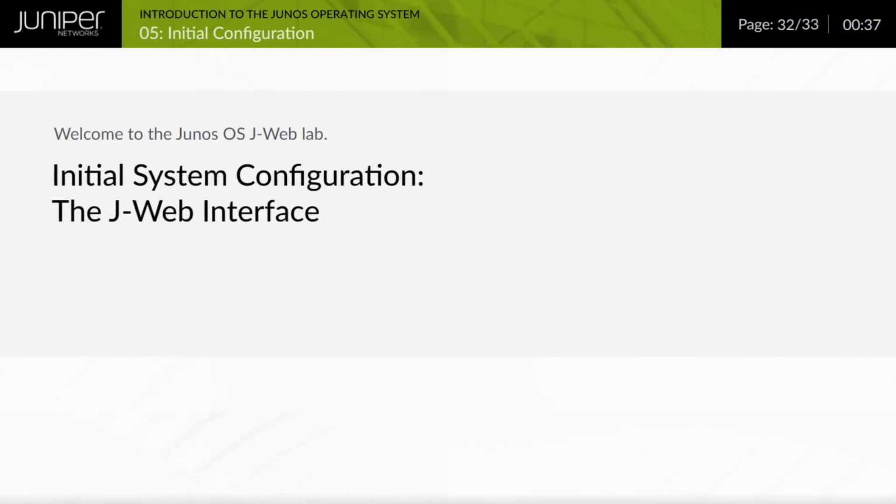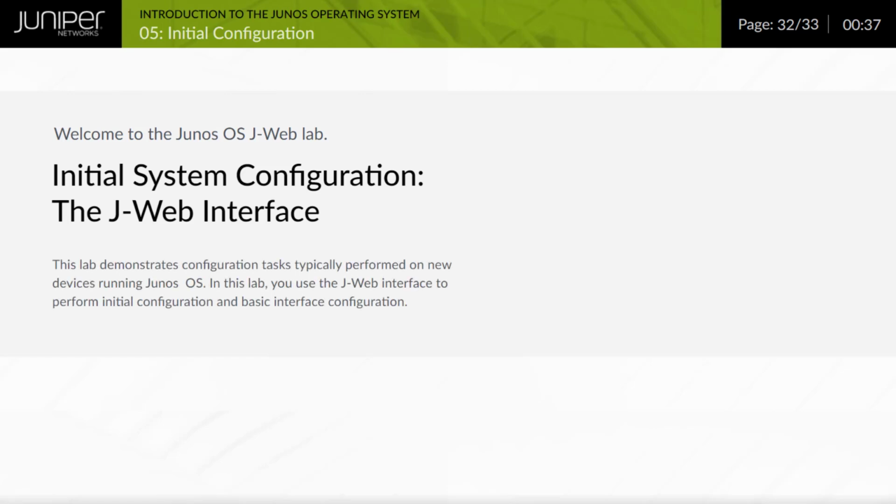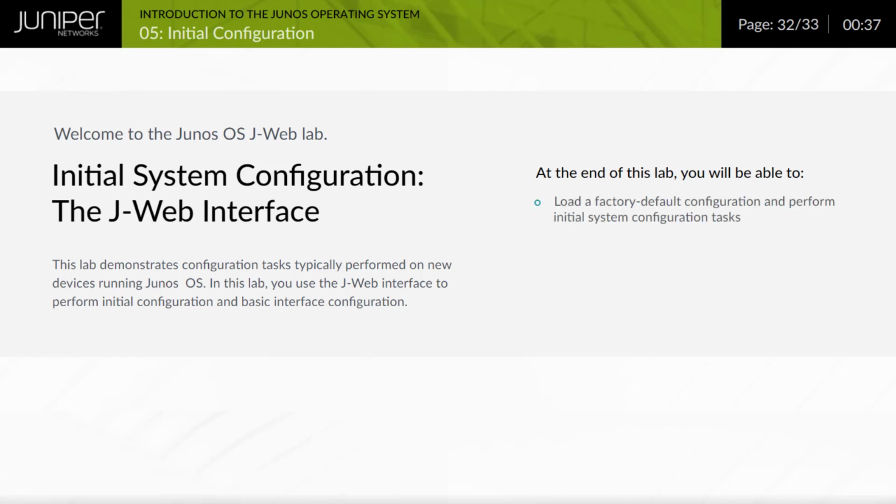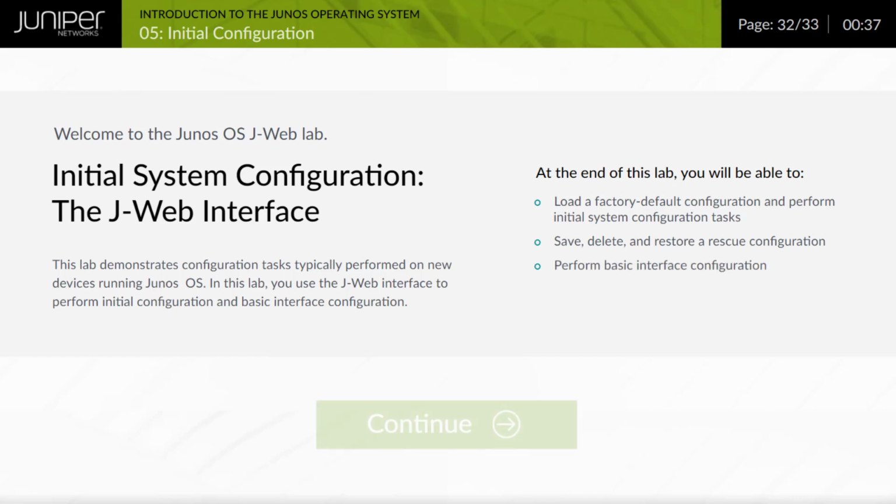Welcome to the Junos OS JWeb Lab. This lab demonstrates configuration tasks typically performed on new devices running Junos OS. In this lab, you use the JWeb interface to perform initial configuration and basic interface configuration. At the end of this lab, you will be able to load a factory default configuration and perform initial system configuration tasks, save, delete, and restore a rescue configuration, and perform basic interface configuration. Click Continue to begin the lab.